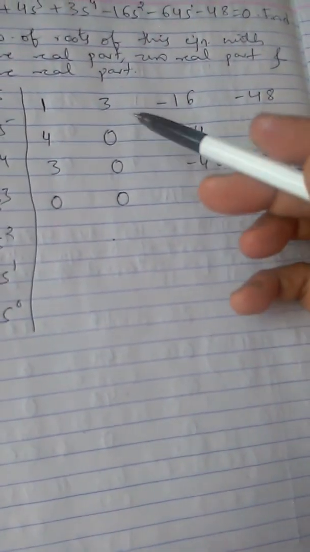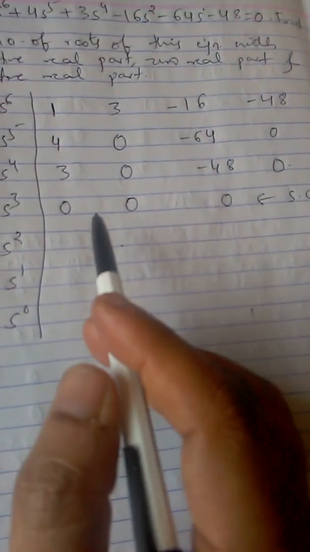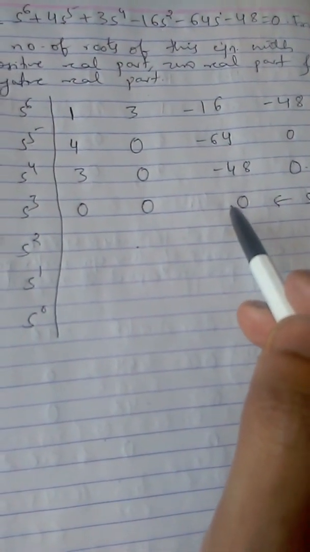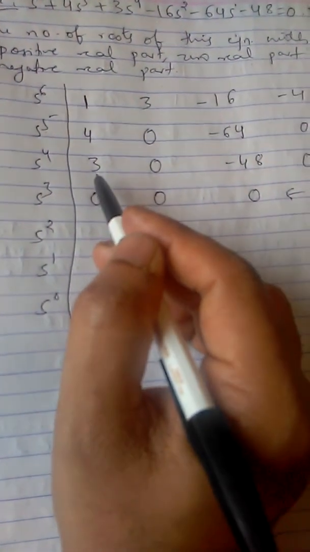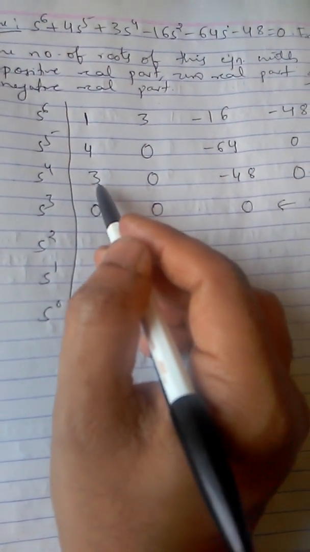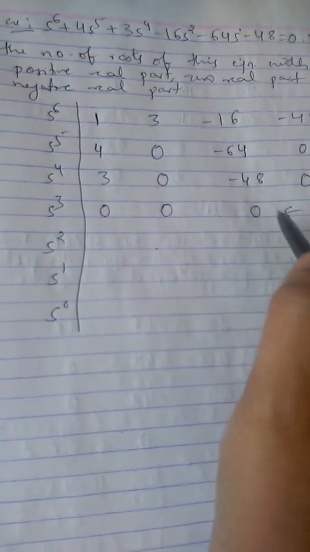So this I can call as special case 2. Special case 2 means in Routh array, if I am getting all the terms as 0 in a Routh row, I can call it special case 2. Then I need to consider the above row, that means s raised to 4. I need to consider this row. From this I need to form the auxiliary equation.